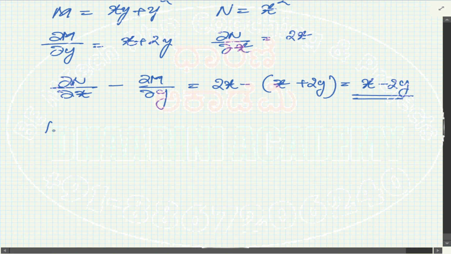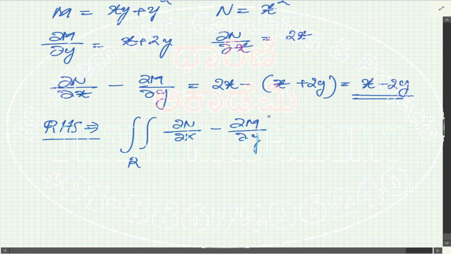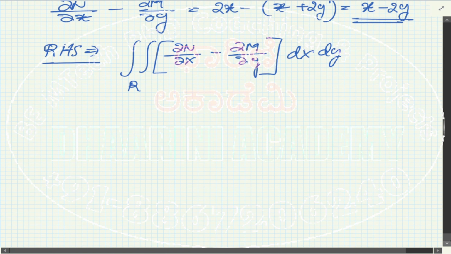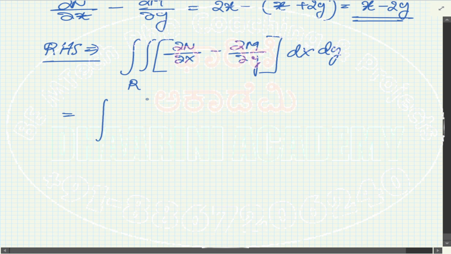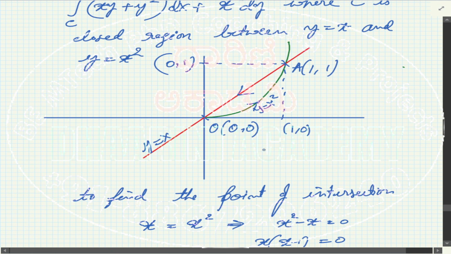All right, so let's do that. So start with the RHS term. This is double integration over the given region R. This is dou N by dou x minus dou M by dou y into dx dy. So let's write this. So this is equal to, first I need to decide the regions for x and for y, right? So as I move from left to right, that's the limit for x. X starts from 0 and goes till 1, right?